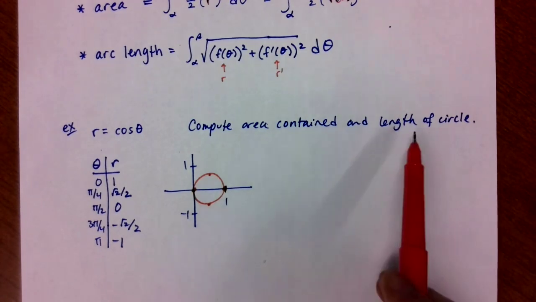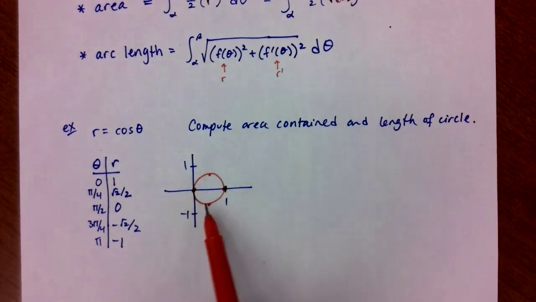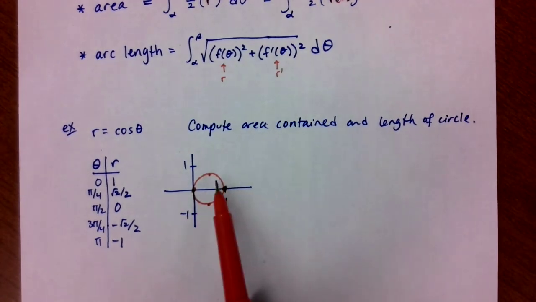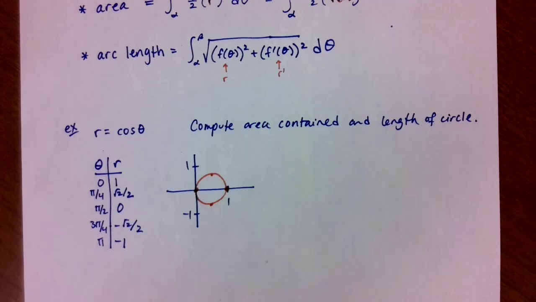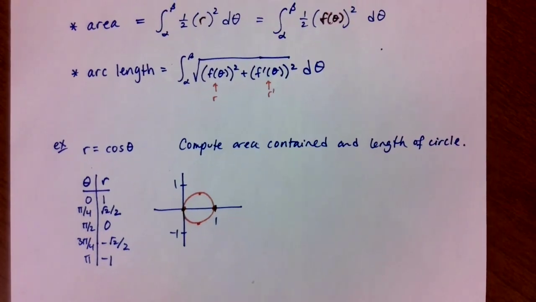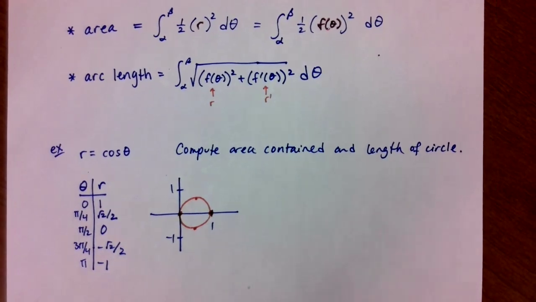So when we're talking about the area contained and the length, it's the area of the circle and the circumference of the circle, which of course we have geometry formulas to double check with, but this will be a nice example of putting these formulas in action. Okay, so let's do the area first.